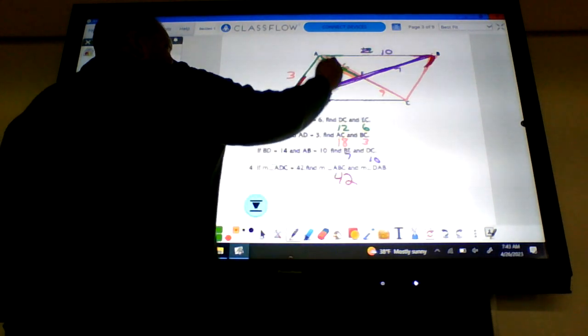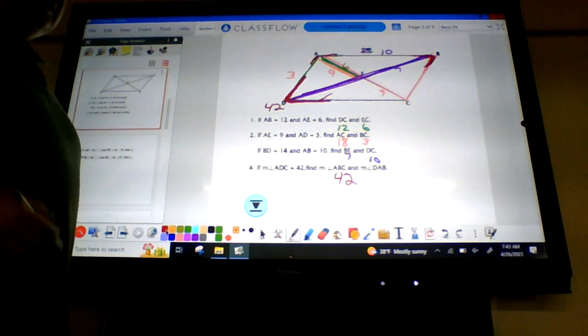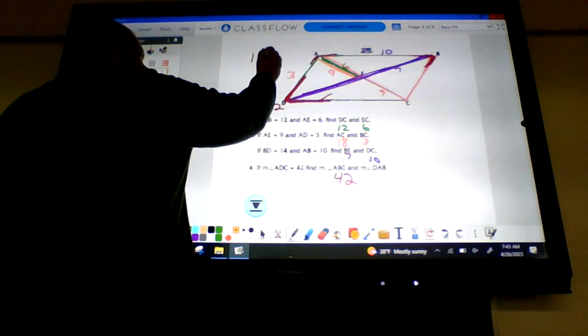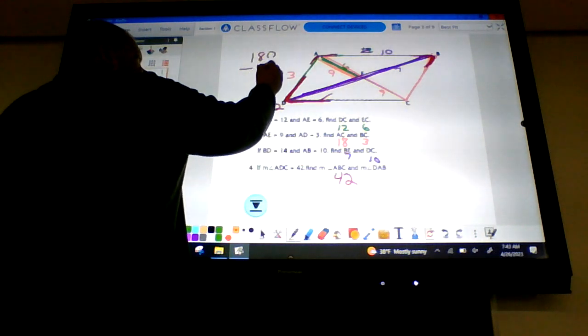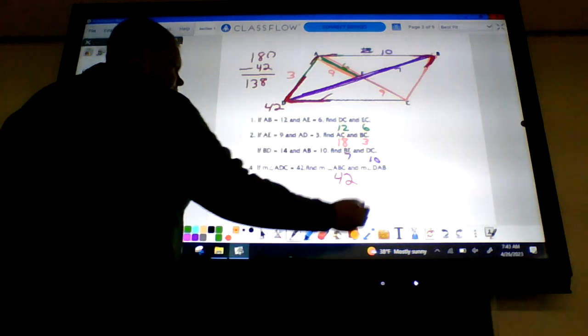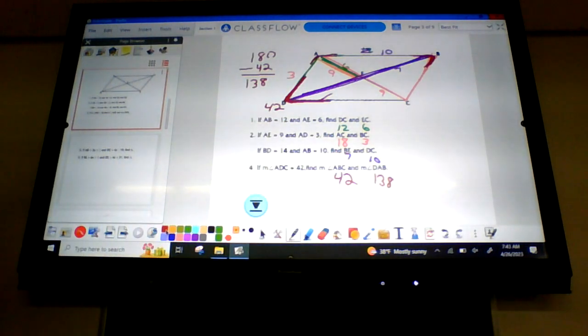Now, we also want to know the measure of this angle up here at the top from D to A to B. And those 2 angles, remember, at A and D have to add up to 180 degrees because they're same-side interior angles. So we take 180 minus 42, and the measure of angle DAB is 138.